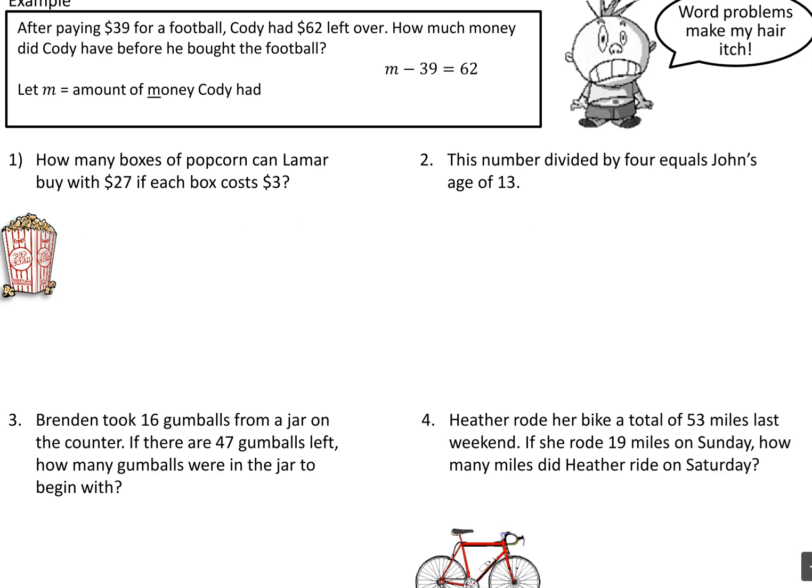Don't forget on the back side of the paper that you're going to need to choose 3 to work out. So again, our example, after paying $39 for football, Cody had $62 left over. How much money did he have before he bought the football? So their variable is m. You can use whatever variable you want.